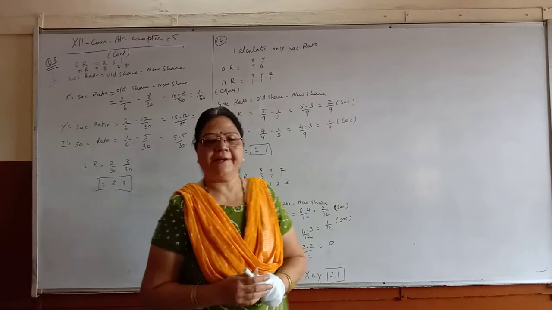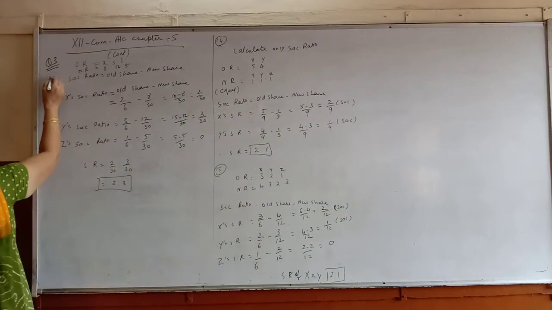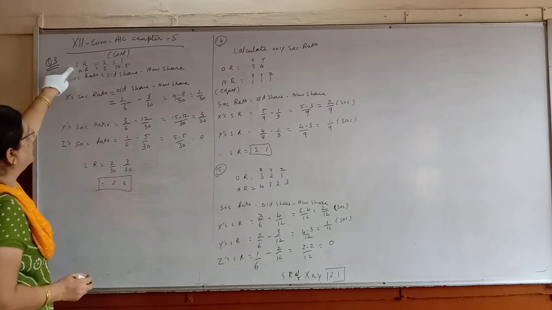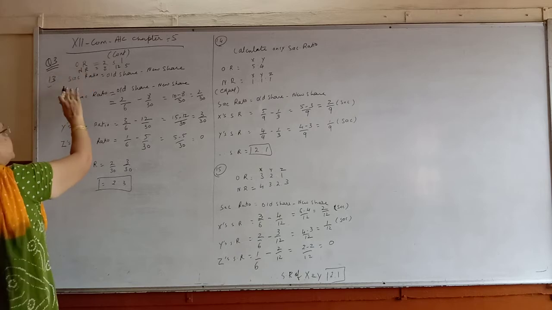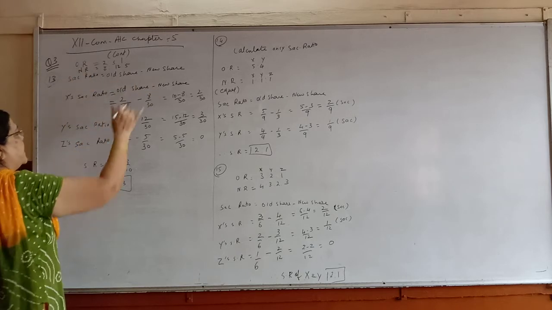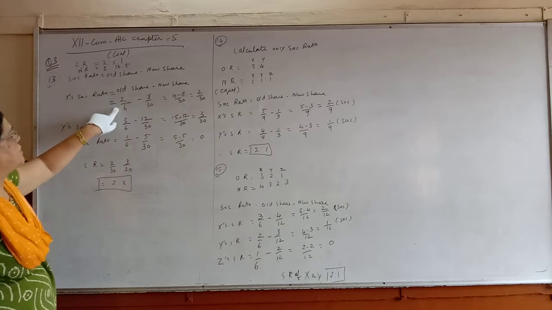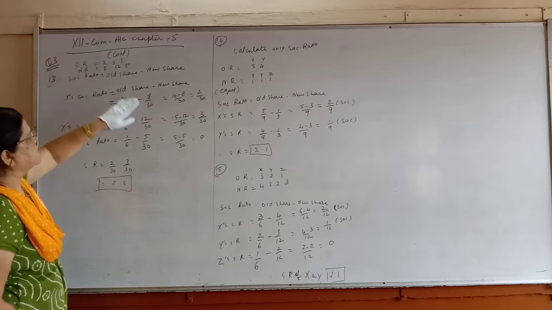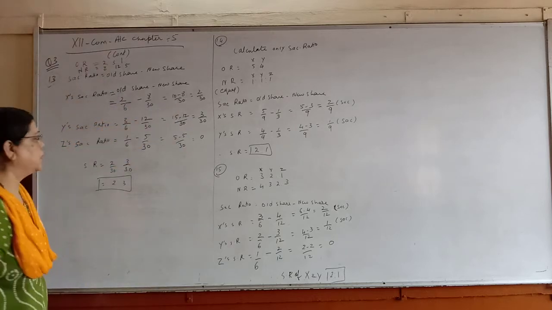So children, sacrifice ratio of question 13. The old ratio is given and we have also found out the new ratio. So sacrifice ratio is old share minus new share. So X's sacrifice: old share was how much? 2 upon 6 minus 8 upon 40. So we will get 2 upon 30.